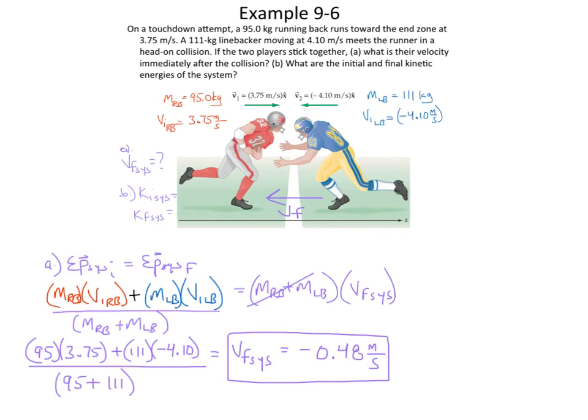Okay, so there's our final velocity of the system. We set the initial momentum of the system, that is the combination of the two momenta of the two things that are moving, equal to the final momentum of the system, and then solve for our final velocity.